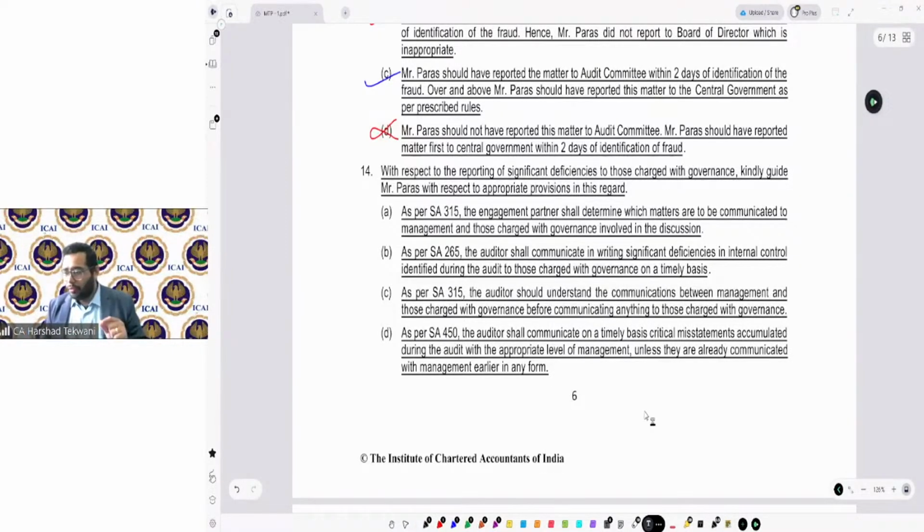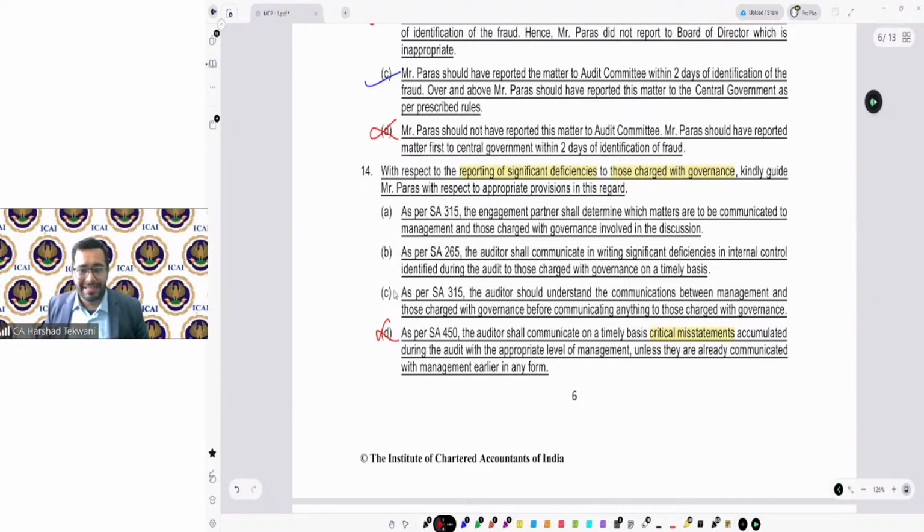Now, again, if I read the question, that's where your presence is required. The question is talking about reporting of significant deficiencies to those charged with governance. In this option, it's a critical misstatement. I can feel this is not related as of now. I'll remove this.